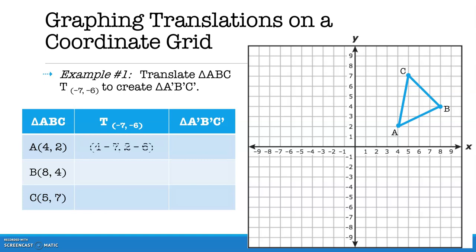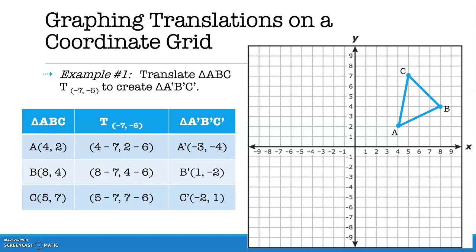So if we take a look at A, 4 minus 7 and 2 minus 6 will give us A' is (-3, -4). If I do the same thing to coordinate B, I get B' is (1, -2), and the same thing to coordinate C would give me C' is (-2, 1). So when you're graphing it, you are going to move your figure 7 units to the left and then 6 units down, which lines up with the values we just found in our table.